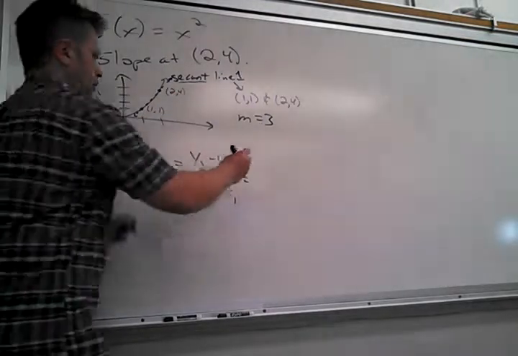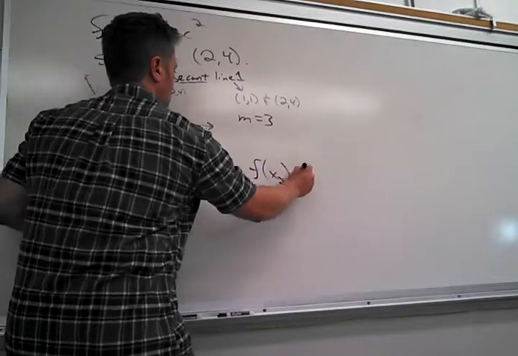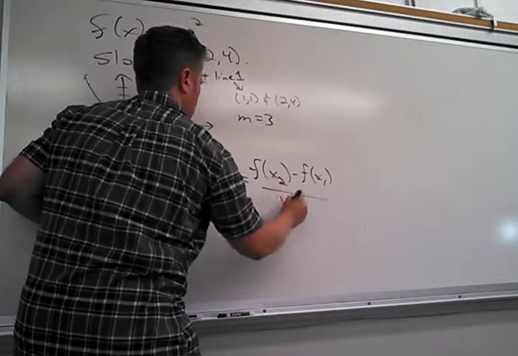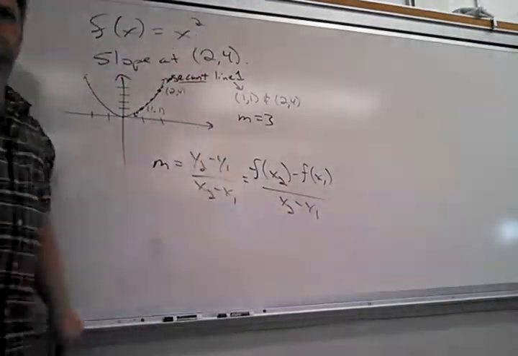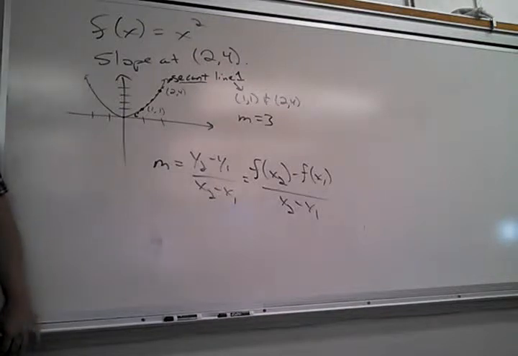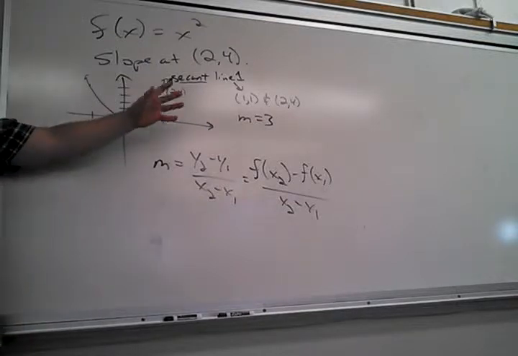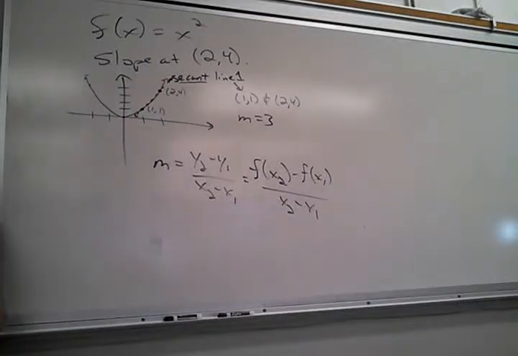So let me write this a little better. This is f of x2 minus f of x1 over x2 minus x1. Is that cool? I really haven't changed a thing. We know that f takes the place of y, so there it is. Okay, cool. So how do I make this a better estimate? Yeah, get the points closer.